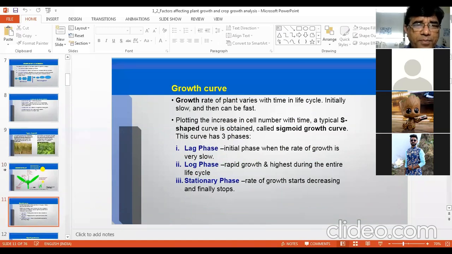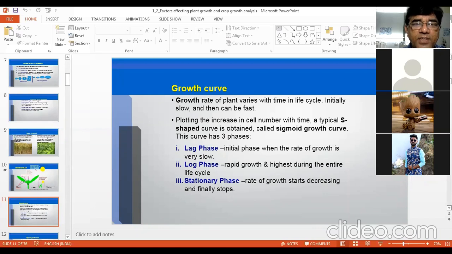And in some legumes you can observe it, like cowpea and mung bean. Now, growth curve. The growth rate of a plant varies with time in the life cycle. Initially slow, then it can be fast, and then again stationary. So this is your growth curve, means the pattern of growth. Basically, this is for annual plants. Plotting the increase in cell number with time, a typical S-shaped curve is obtained. You know about the sigmoid growth curve.